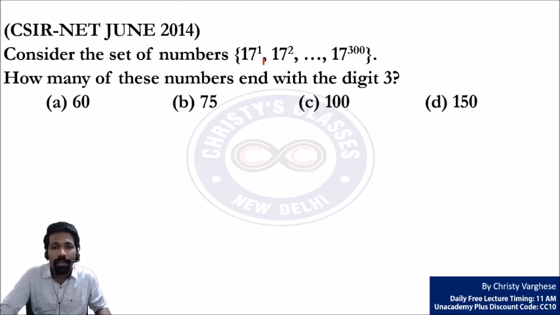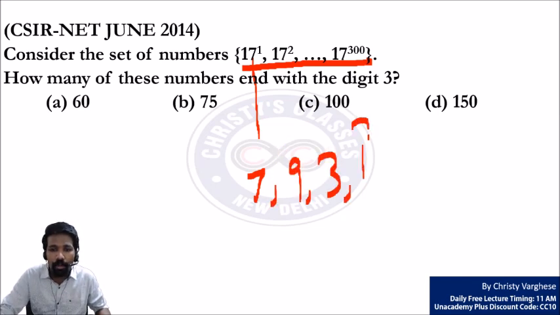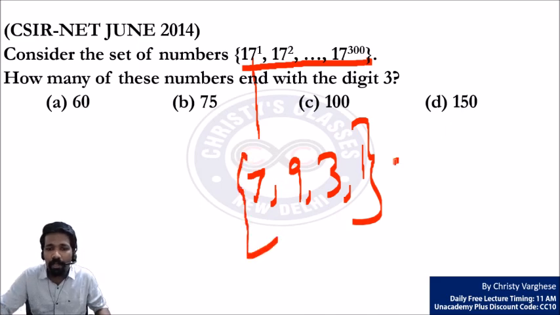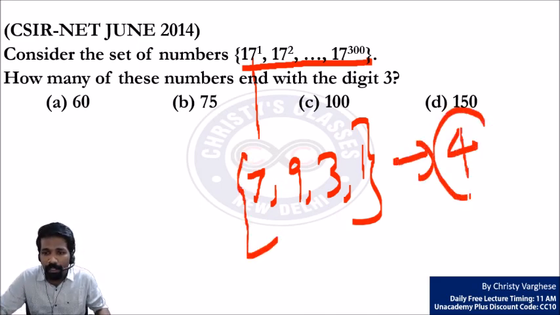That is how you can find. This is 17 raised to 1 up to 17 raised to 300. That is 7 raised to something, na. 7's power cycle, you know that 7, 9, 3, 1, 4 elements are there. What the elements are does not matter. 4 elements are there in the power cycle.